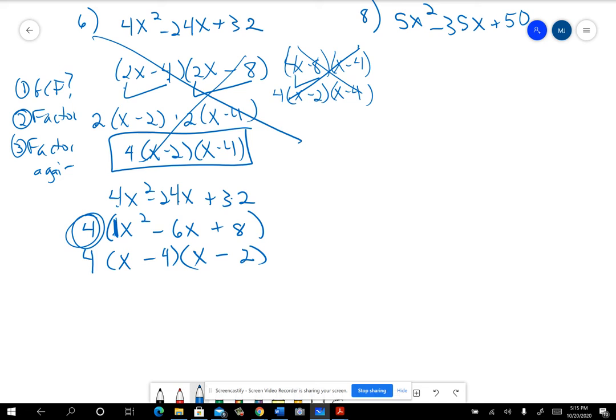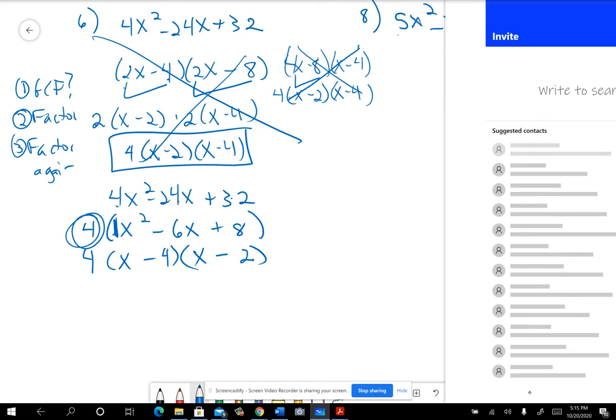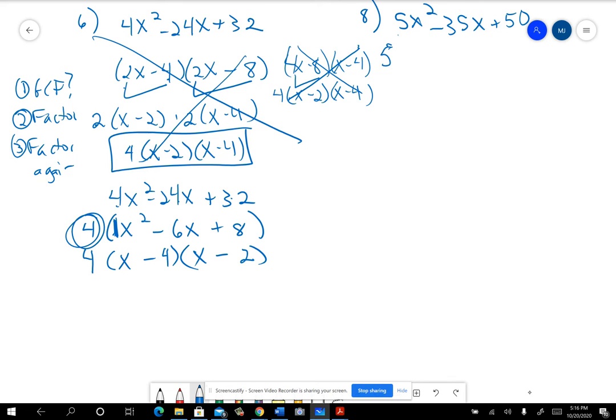Okay, so like on number 8, see how 5 goes into everything? So pull out the 5. What's left is x squared minus 7x plus 10. Then bring the 5 down and get ready to unfoil.